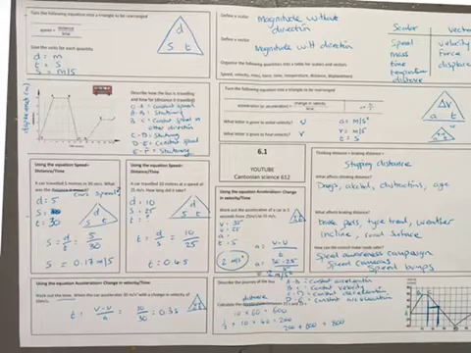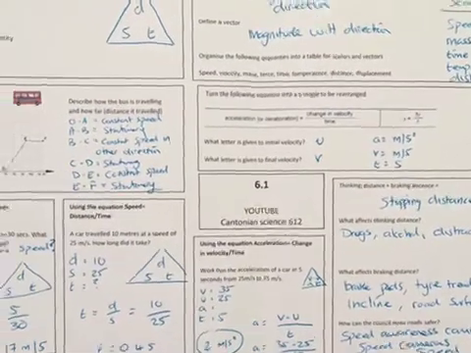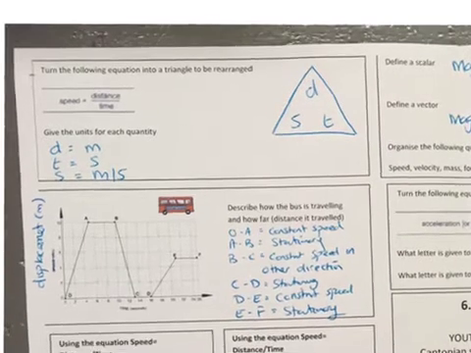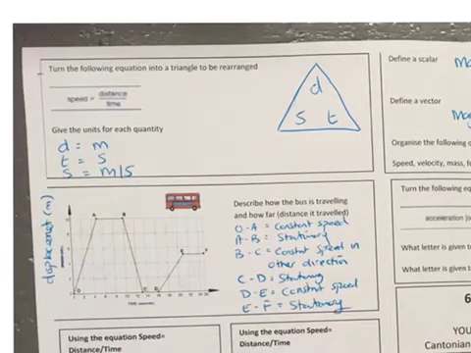Okay, so we've got the 6.1 review sheet here. Just going to start in the top left-hand corner, where it's asking you for the equation, or how we turn that equation into a triangle so you can rearrange it. So speed equals distance over time is how you'll see it in the front of your paper. Because distance is already on top of time, distance stays up the top and speed moves down, so it's d over s and t.